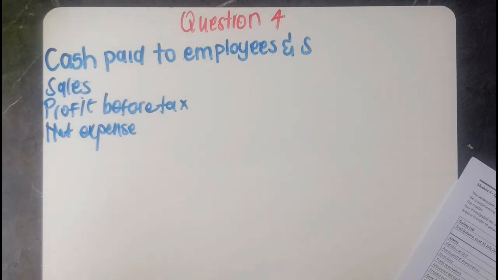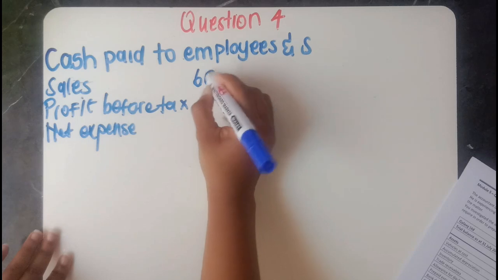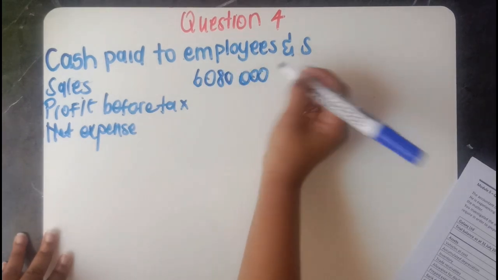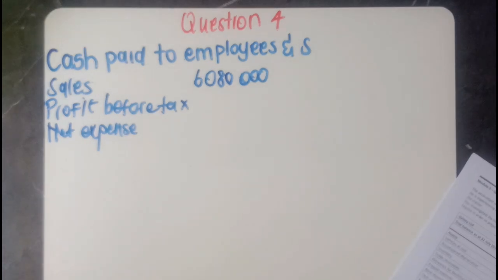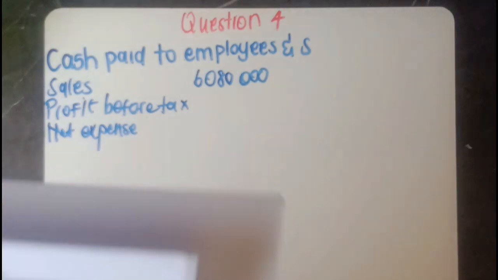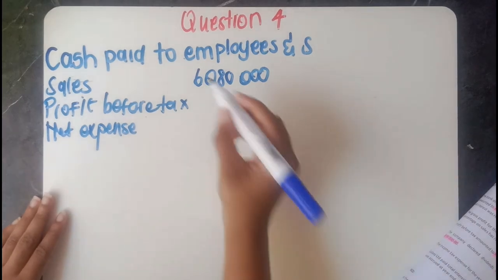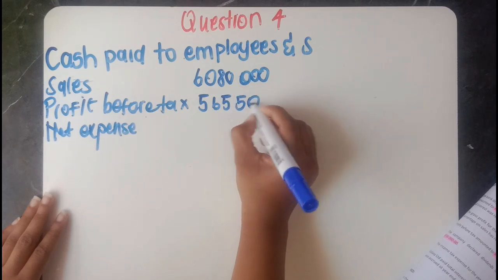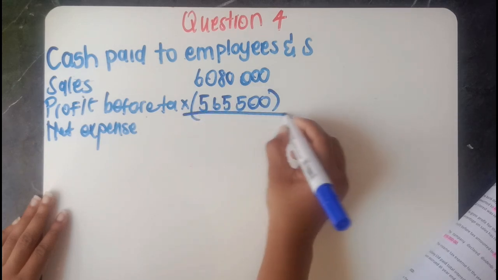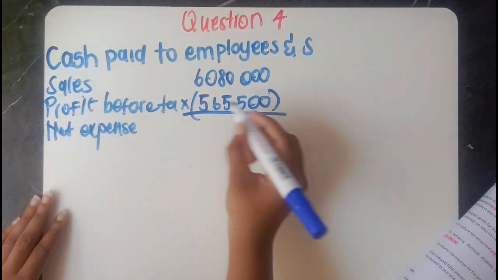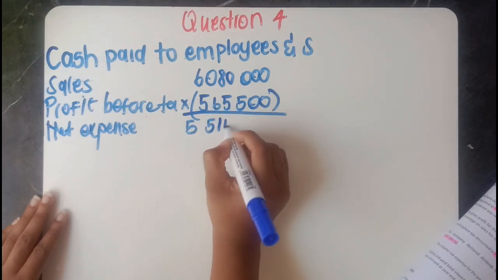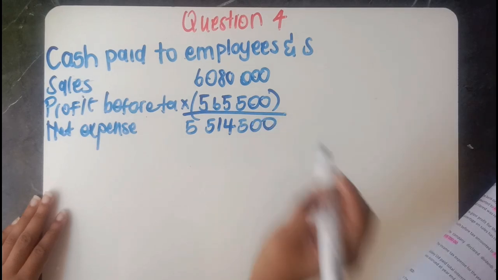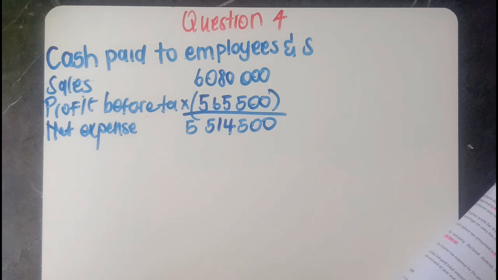So your sales amount you just calculated before, so you're going to have 6080, right? And then your profit before tax, let's check for it. Profit before tax they gave you 565,500, note number 4, and you'll have 565,500 in brackets, and then you're going to look for the difference of these two, and you'll have 5,514,500.